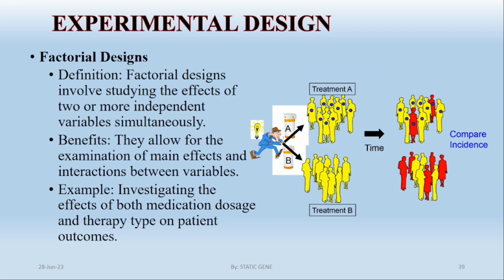In factorial design, this is where you study the effect of two or more independent variables simultaneously. So the benefit is that they allow for examination of main effects and then the interactions between the variables. So let's say you want to investigate drug A and drug B, like how this gentleman is doing. You can just divide your population into two, treatment A, treatment B, subject them to the two drugs, and then observe their effect at the end of the study period.